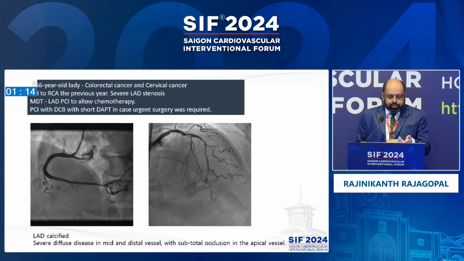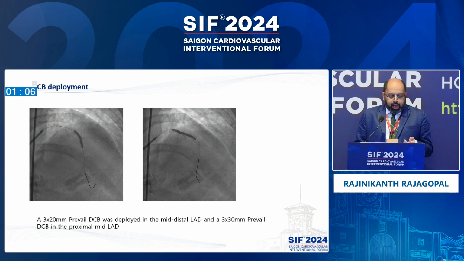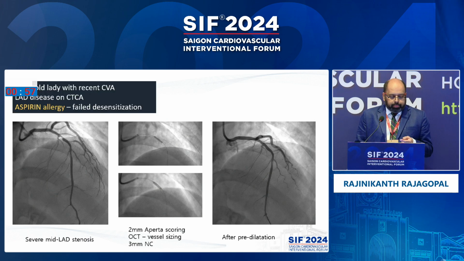High bleeding risk. This was a lady with cancer who had LAD disease, but also might need surgery. So we just treated the whole LAD with just DCBs, and we could give her permission to stop DAPT even after 2 weeks if required. And so she has done quite well subsequently. Aspirin allergy is another indication, straightforward case.